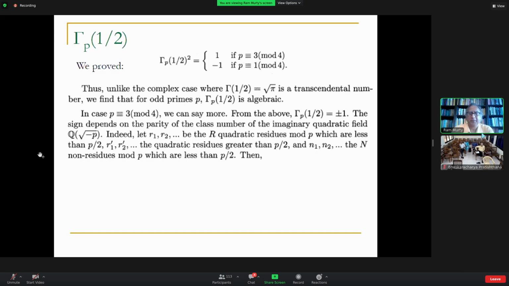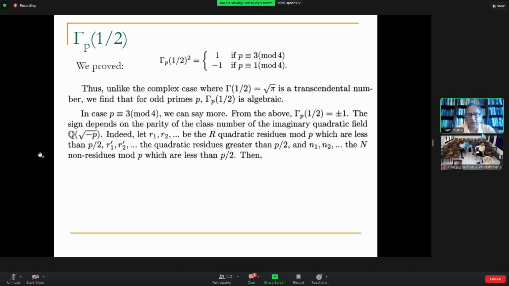All right. Now, if we take R1, R2, and so on and so forth to be the quadratic residues less than p over 2, and R1 prime, R2 prime to be the quadratic residues greater than p over 2. You see, from 1 to p, they're squares mod p. Some of them are sitting in the interval 1 to p over 2, and some others are sitting in the larger interval from p over 2 to p. And we'll write it this way.